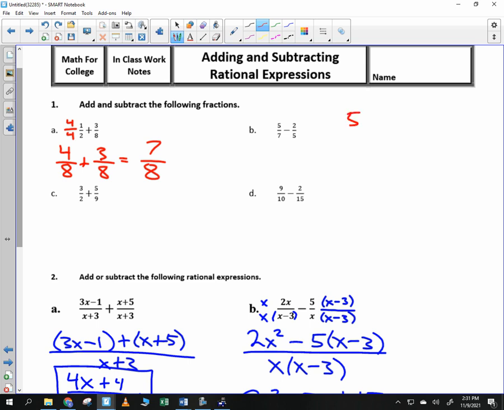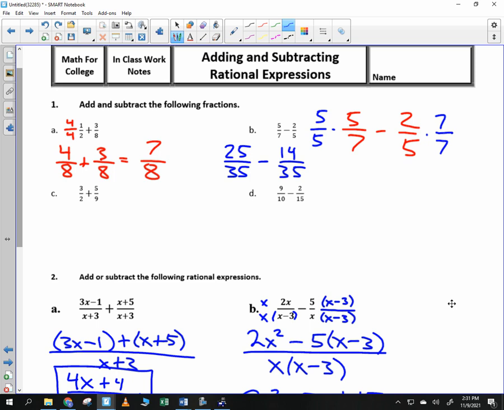For the next one, 5 over 7 minus 2 over 5. Does anybody know what the least common multiple is? 35. Correct, it's 35, 5 times 7. So I'm going to multiply the top and bottom by 5 and the top and bottom by 7. Notice we get 25 over 35 minus 14 over 35.